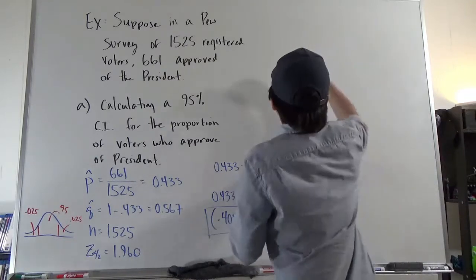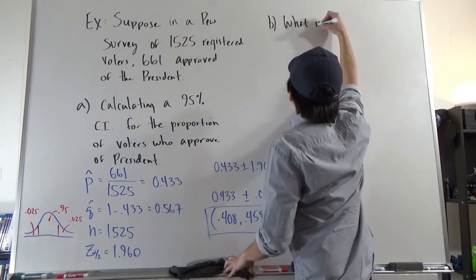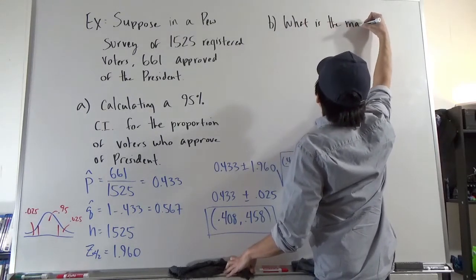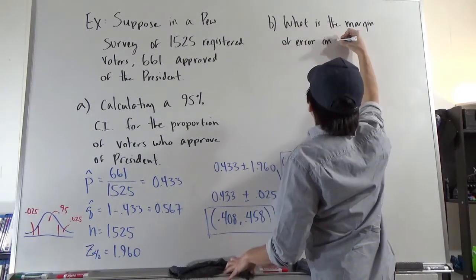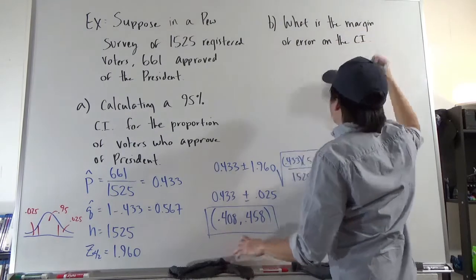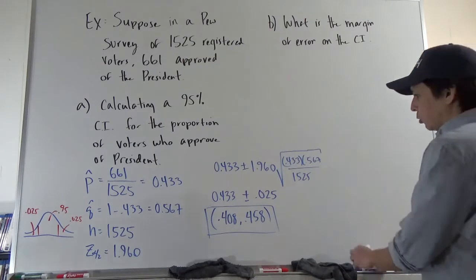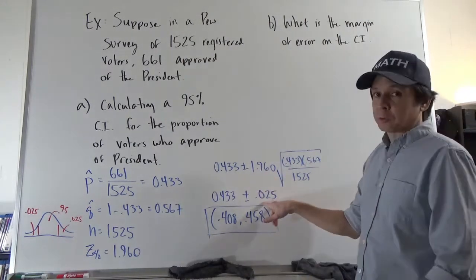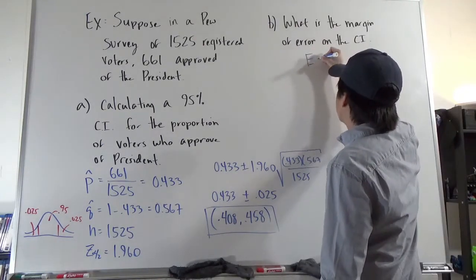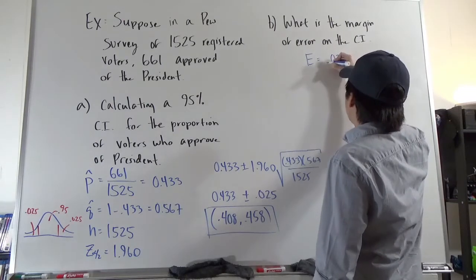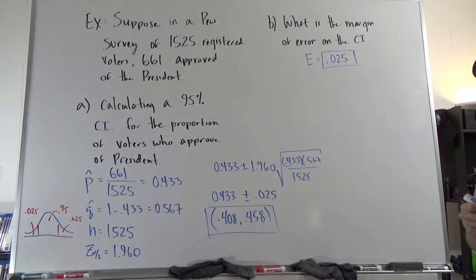A couple of follow-up questions as usual. First one being, what's the margin of error? I just literally said it, but on the CI, the one we just did, the margin of error is the thing you just computed after the plus or minus, the 0.025, as I said. So your margin of error is, I'll use capital E. You don't have to put the E again, but I like to put it to remind you of the symbols that we're using. 0.025, 2.5% is the margin of error.